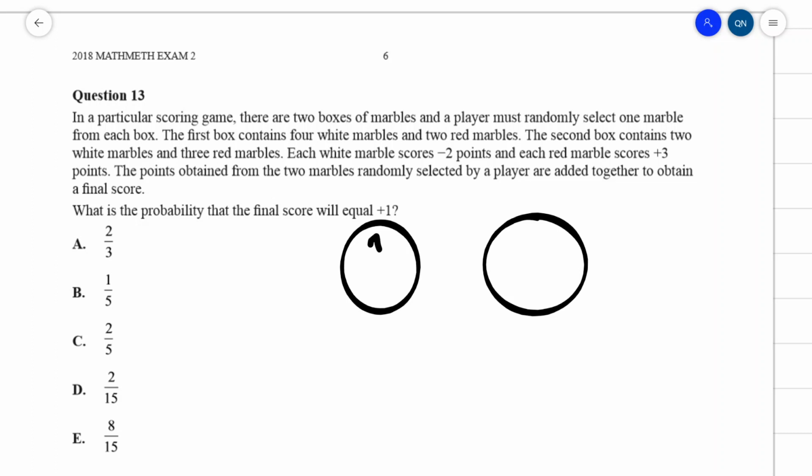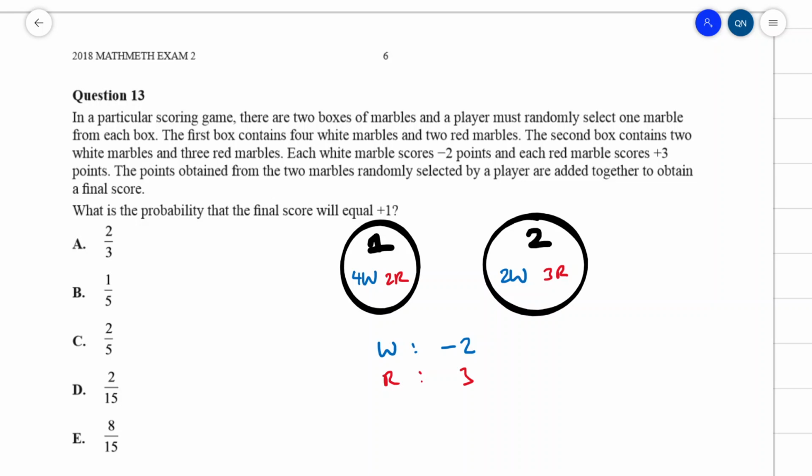The first box contains 4 white marbles and 2 red marbles. Maybe I should actually do that in red, just so we can see it better. So 4 white, 2 red, even though that's not white, but I don't want to use white on white backgrounds. The second box, so box 2 over here, what does that have? Contains 2 white marbles and 3 red marbles. Each white marble scores -2 points, and each red marble scores us 3 points.